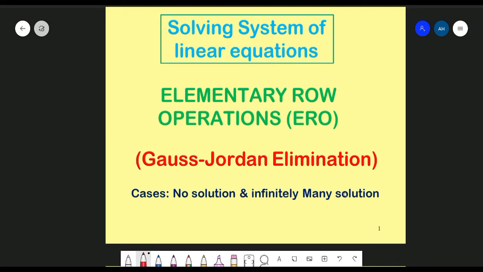In the previous video, we gave one example related to a system of linear equations having a unique solution. As we mentioned last time, we have three possibilities. Number one, unique solution. Number two, no solution. And number three, the case of infinitely many solutions. So for this particular video, we are going to show the case of no solution, and the case of infinitely many solutions.